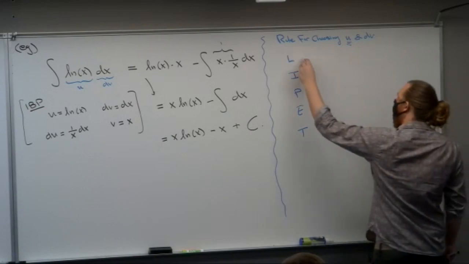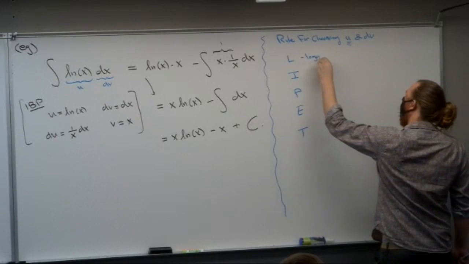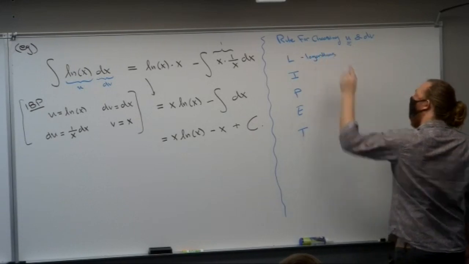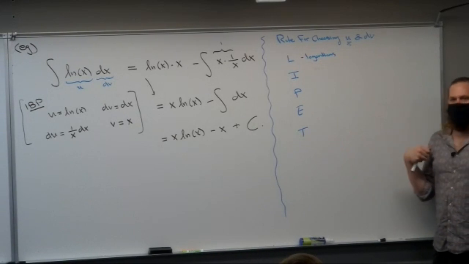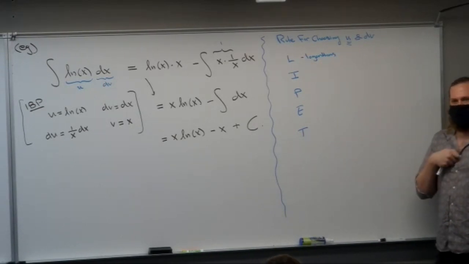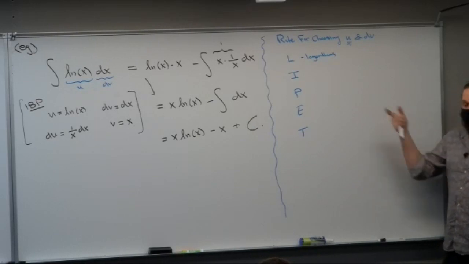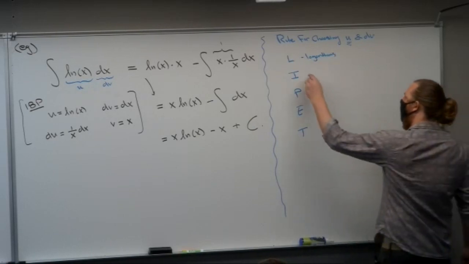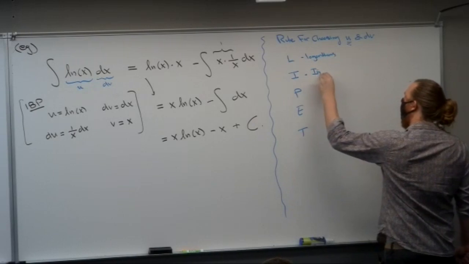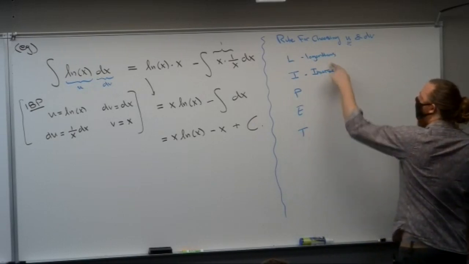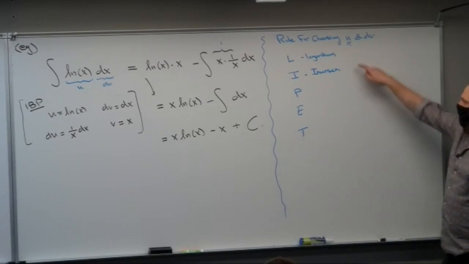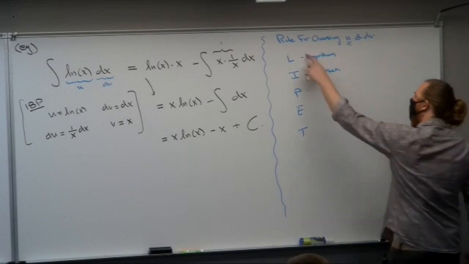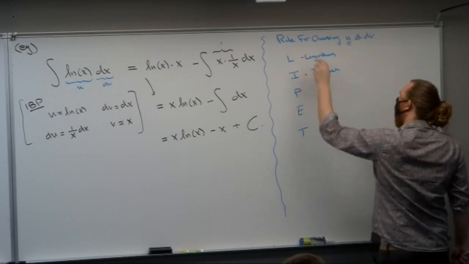L stands for logarithms. Are there any logarithms in your integral? If yes, you should pick that for u and let everything else be dv. If there are not any logarithms, you next go to I for inverses. And really, logarithms are inverses. If you wanted to, you could probably just add that. All right, so are there any logs in your integral? If yes, pick that for u and let everything else be dv.